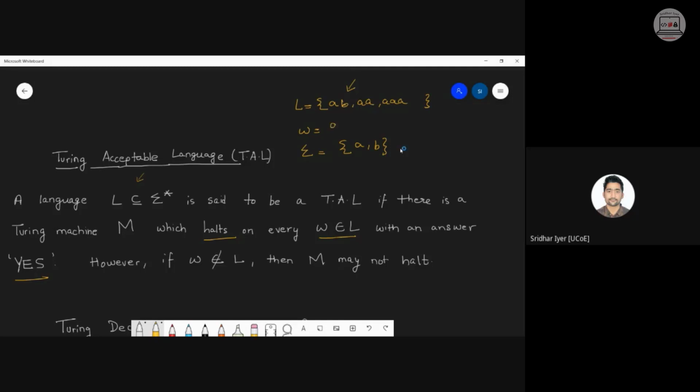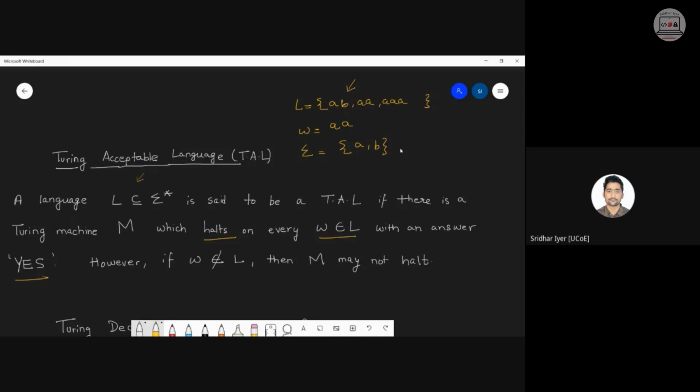So let's consider W to be AA. If W belongs to L, now W is AA and AA belongs to this set. So this condition is satisfied. Okay. So if this condition is satisfied, then the Turing machine will halt with an answer yes.